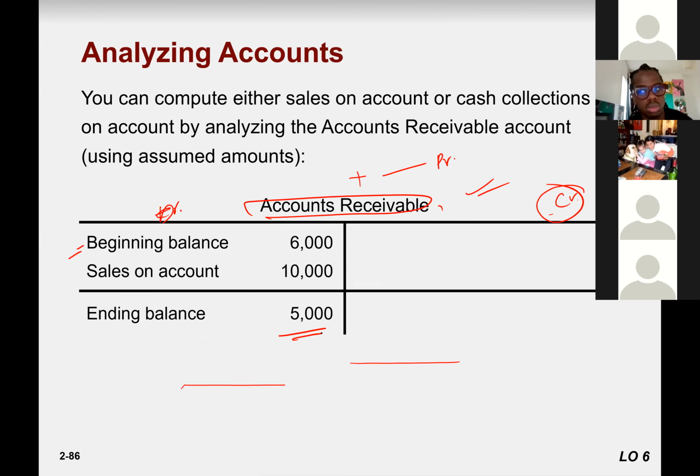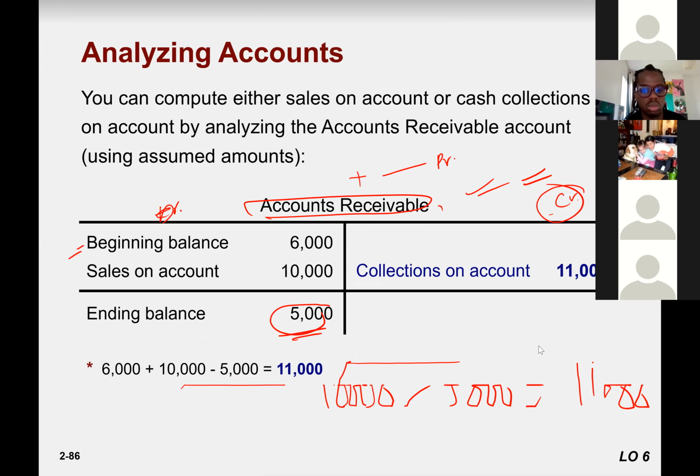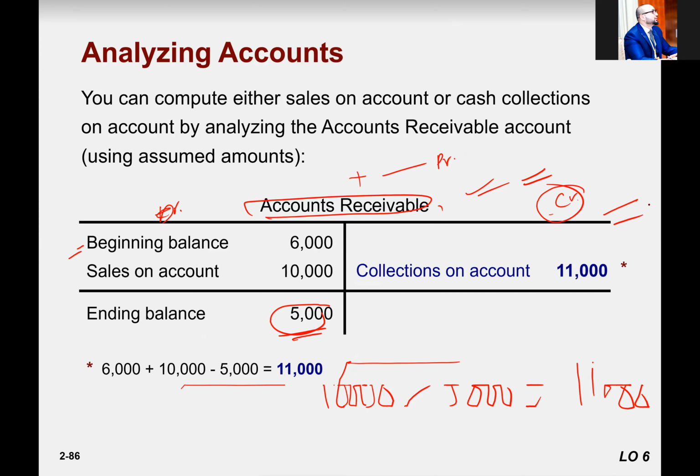The accounts receivable value is 5,000 greater than the right hand side. Simply 16,000 minus 5,000. Answer would be 11,000. So it means the customers paid us 11,000 cash this year, or this month if this is for 1 month, 1 week for 1 week, or 1 year for 1 year, right? It depends upon the amount of transactions during the year, during the month, during the week.